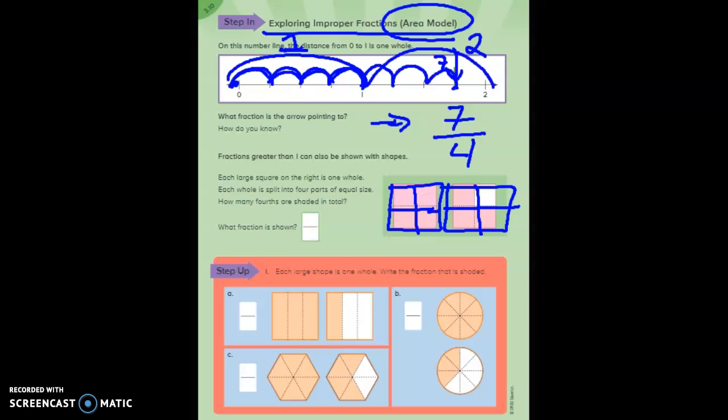Well, just as with the number line representation, we can figure that out by simply counting how many parts here are shaded in total. So we're going to count 1, 2, 3, 4, 5, 6, 7. Again, the amount of parts that are being shaded or counted represents your numerator, and your denominator will be the amount in 1 whole. So the fraction here is 7 fourths.